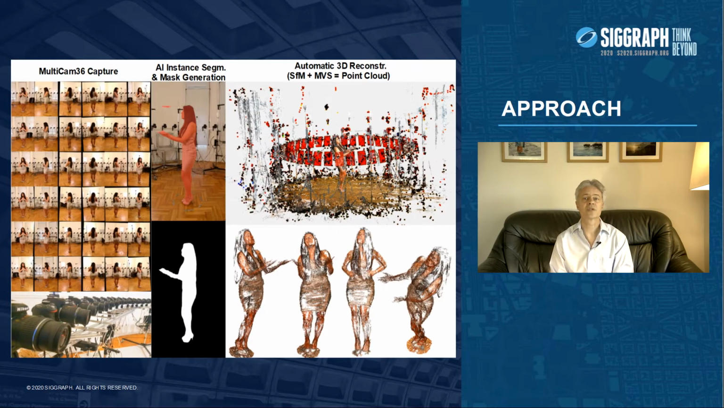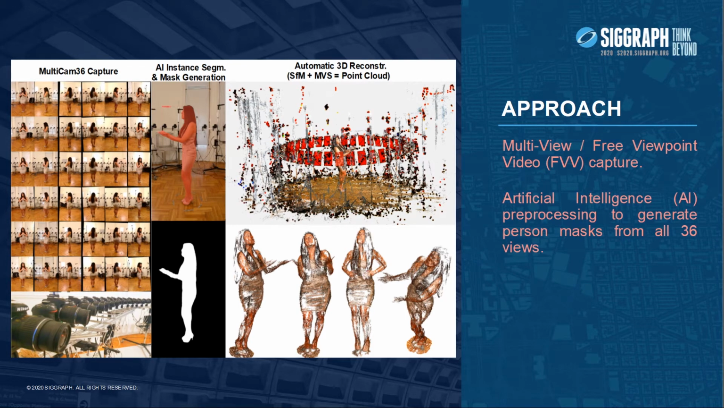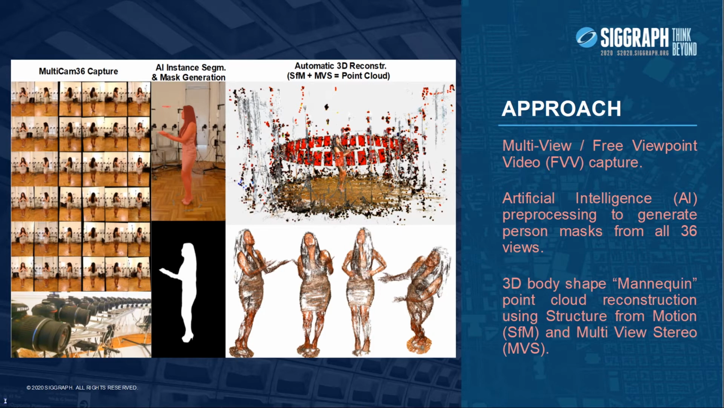Our approach starts with a multi-view or free viewpoint video capture of people using 36 cameras. And then artificial intelligence pre-processes these images to generate human masks for the 3D reconstructions and to create our mannequins for 3D body shapes.